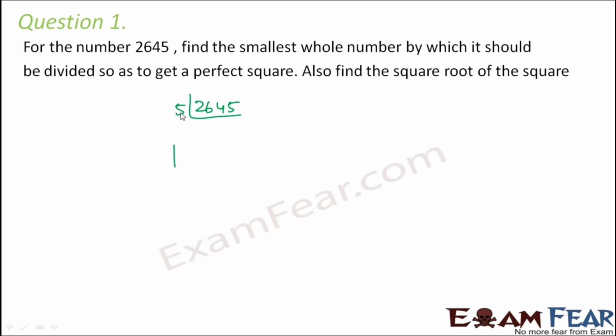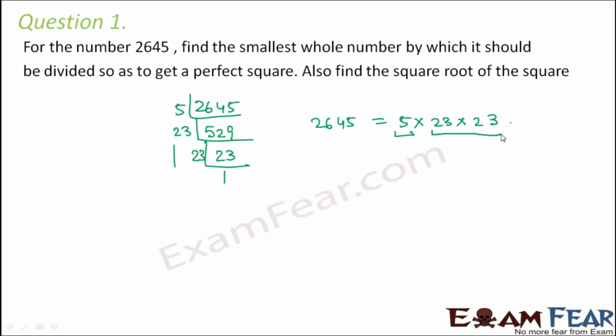So when you do its prime factorization, the smallest prime number that divides it completely is 5. So 5 into 529 is 2645. Then the next smallest prime number would be 23. So 23 into 23 is 529 and then 23 into 1 is this. So this can be written as 2645 is equal to 5 into 23 into 23. So you see 5 does not exist in pairs, but 23 exists in pairs. So we can write it as 5 into 23 square.